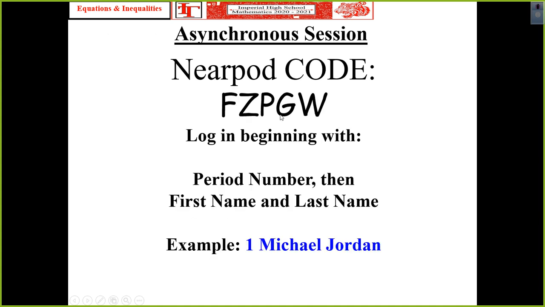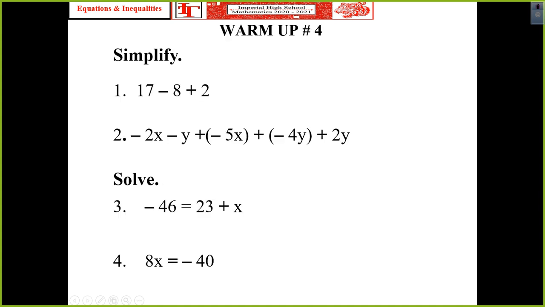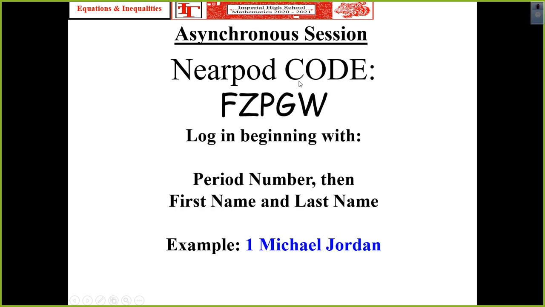From there, for those of you watching on YouTube, here's your Nearpod code that you can type in to get into Nearpod and forward the presentation by yourself. FZPGW, that's your Nearpod code. And remember, when you log in, put your period first, which is whichever period I have you in, and then your first name and last name.